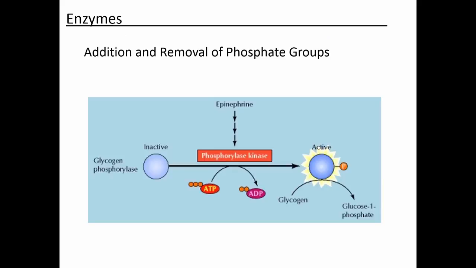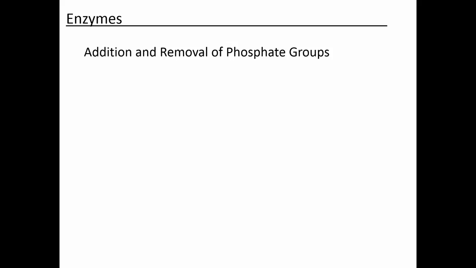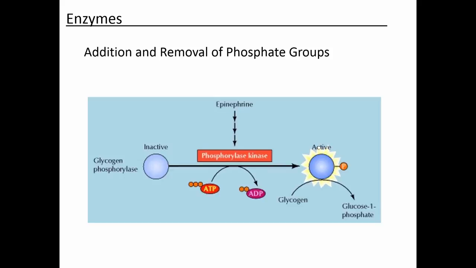Okay, so the next way that we're going to talk about in terms of regulating enzyme activity is through the addition and removal of phosphate groups. And this is the form of regulation that's going to involve kinases and phosphatases. So one thing that can happen in this form of regulation is you have an enzyme and it's off, and then the addition of a phosphate group to the enzyme activates the enzyme so that now it's on.